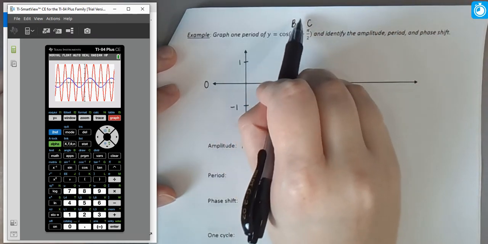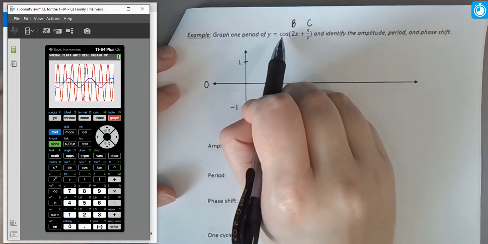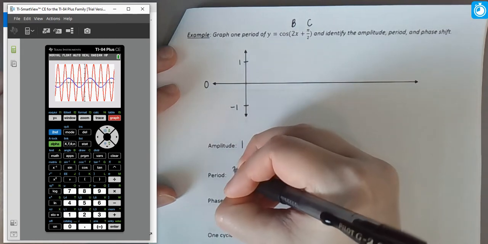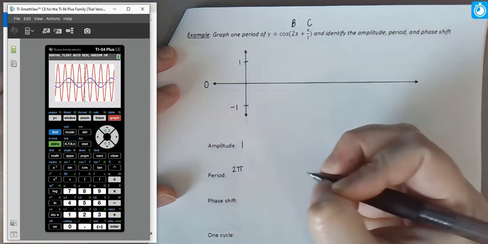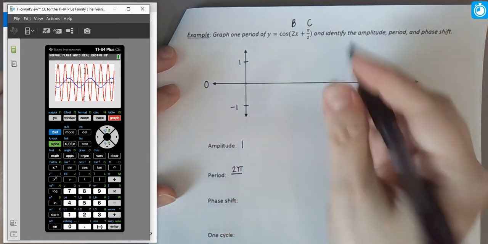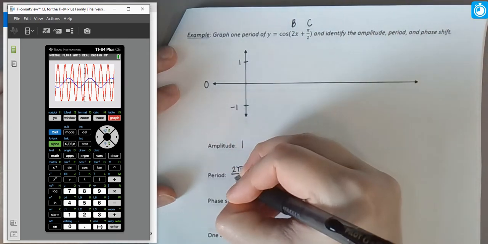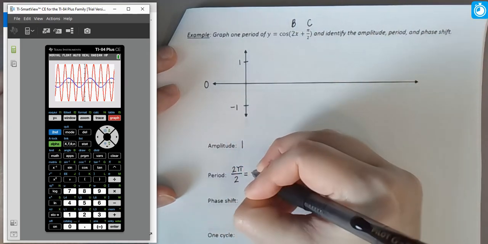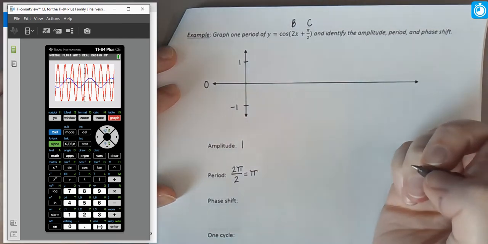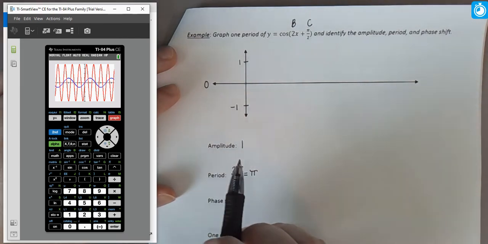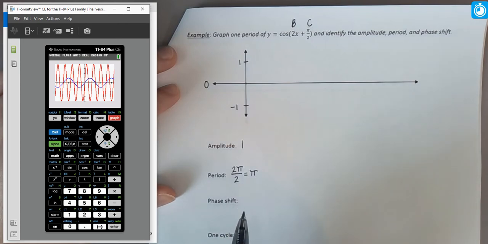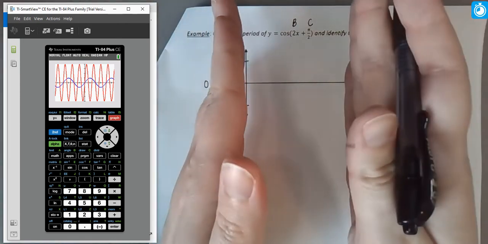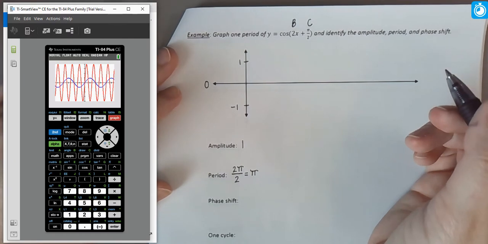B affects our period. So the standard period for cosine is going to be 2 pi, and we're dividing by whatever B is. In this case, B is going to be 2. So we're dividing by 2, which is going to give us a period of pi. So rather than repeating over 2 pi units, we repeat over half the time. We repeat over pi units. So again, it's like shrinking the graph down horizontally.